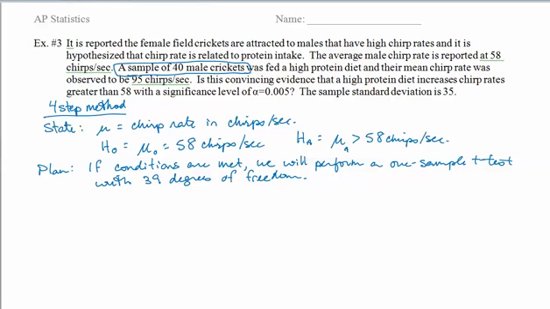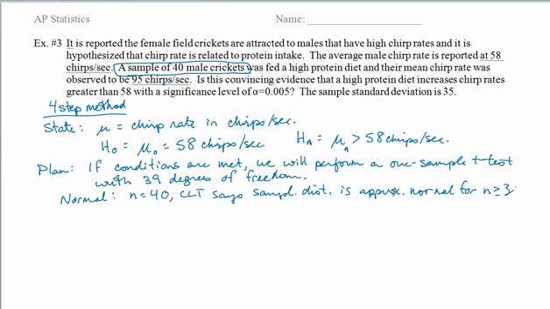Okay, so in order to do our test statistic, we need to first check our conditions. So, is it normal? Well, n equals 40, and the CLT says the sampling distribution is approximately normal for n greater than or equal to 30. So that is fine. Is it random? No information was provided. Okay, so we will be cautious in generalizing our results to the greater population.